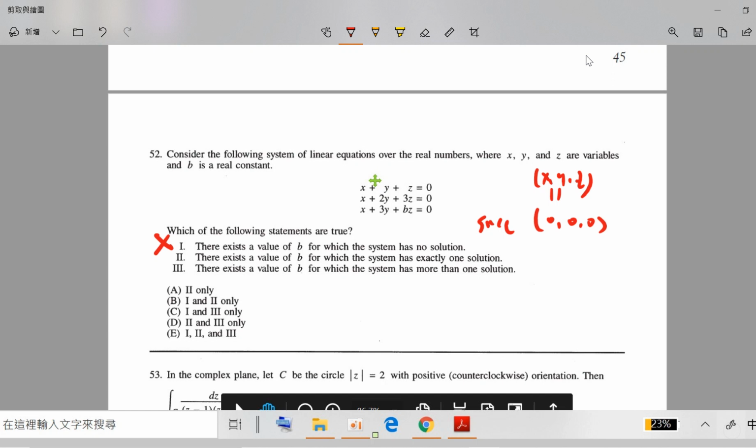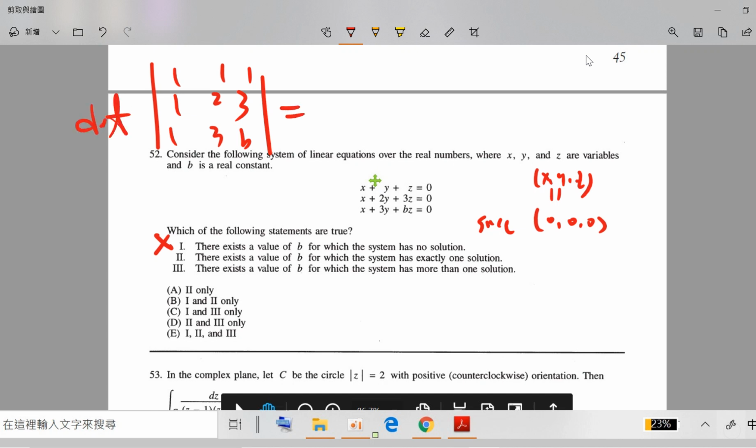Next, there is a value b for which there is exactly one solution. So we can compute the determinant of this system. If the determinant is non-zero, that means you have only one solution. If the determinant is 0, then you must have infinite solutions, since you already have 0.